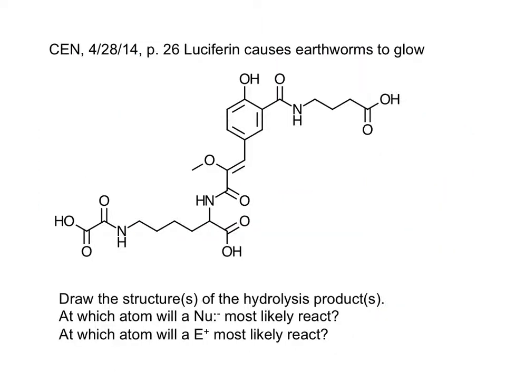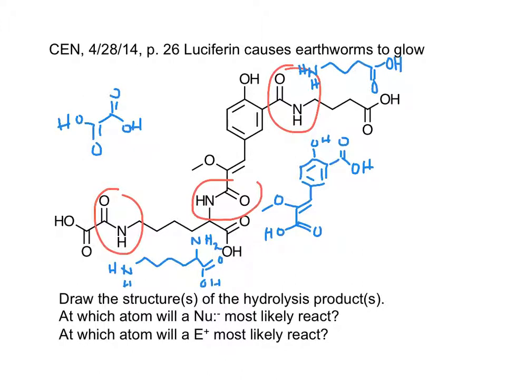Luciferin is a bioluminescent compound that causes earthworms to glow. So stop the video and draw the structures of the products of luciferin hydrolysis. So note that there are 3 amide functional groups. And here are the products. So remember, practice makes perfect.